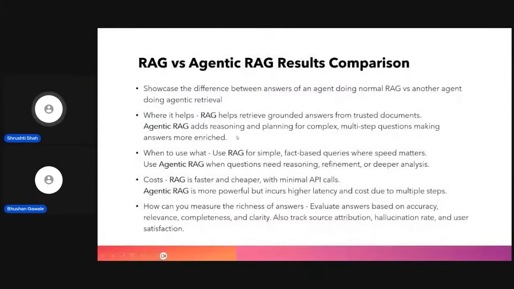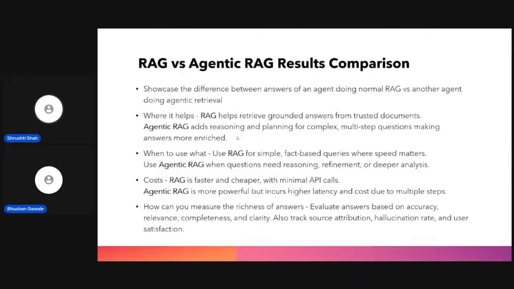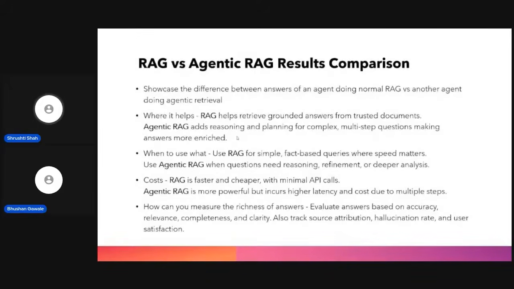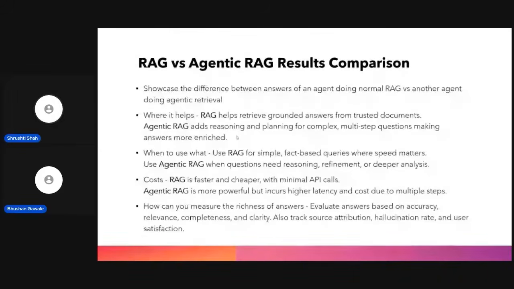So this is very important, wherein you can try to identify RAG versus Agentic RAG results comparison. We just saw what Agentic RAG did, and normal RAG, I think we are all very used to assistants which just perform normal RAG. So where does Agentic RAG help? RAG just helps to retrieve grounded answers from trusted documents, while Agentic RAG also adds reasoning, and it can also work on complex queries, as we said.